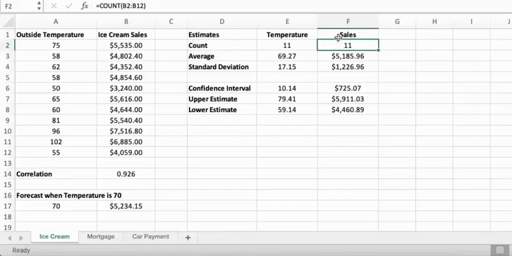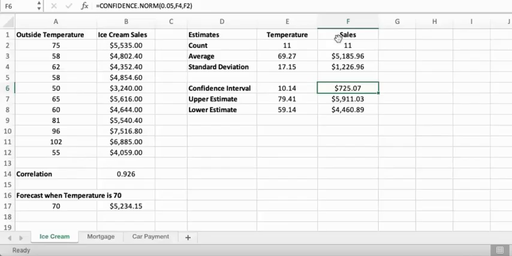We've calculated the same thing for sales. We've got a confidence interval here of 725, which means that we believe the true average for sales across our population of days is going to lie somewhere between $4,400 and $5,900, and we can say that with 95% confidence. So the idea is we're using a sample here to construct an estimate of the population.